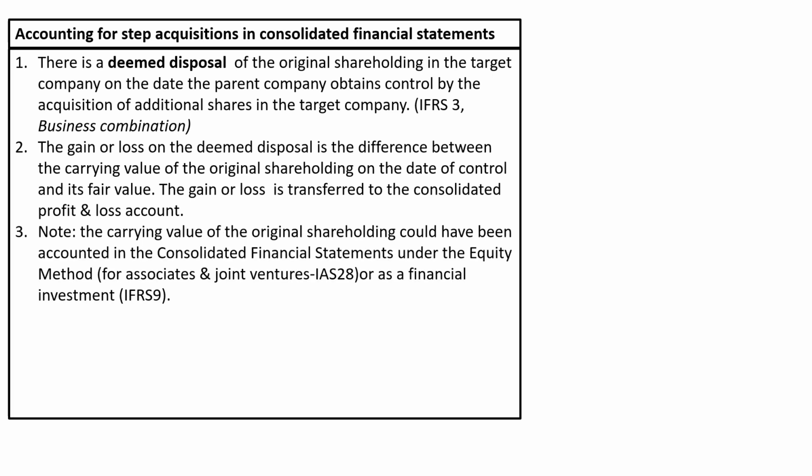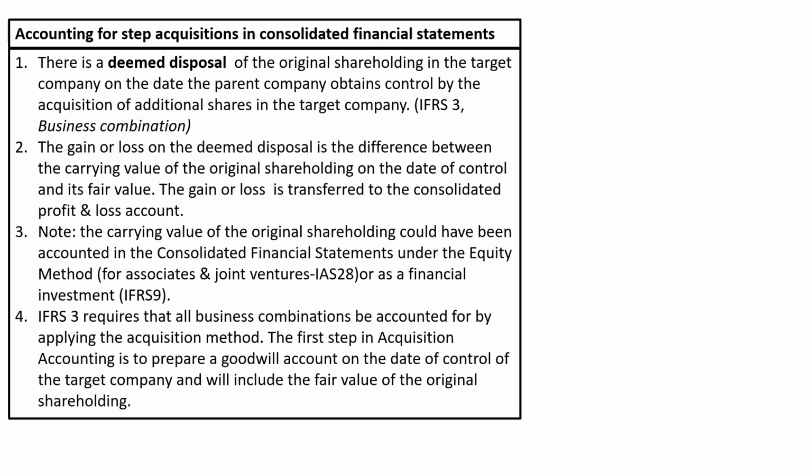Note, the carrying value of the original shareholding could have been accounted for in the consolidated financial statements under the equity method, which is reserved for associates and joint ventures, or as a financial instrument under IFRS 9. IFRS 3 requires that all business combinations be accounted for by applying the acquisition method. The first step in acquisition accounting is to prepare a goodwill account on the date of control of the target company, and it will include the fair value of the original shareholding.